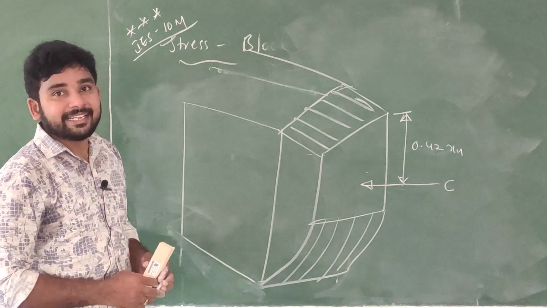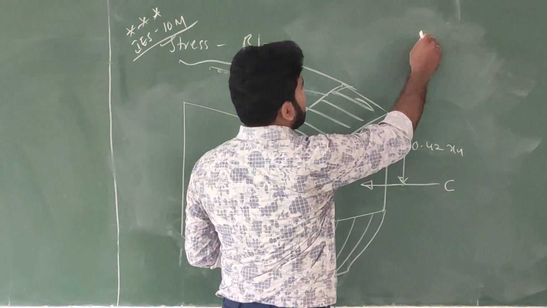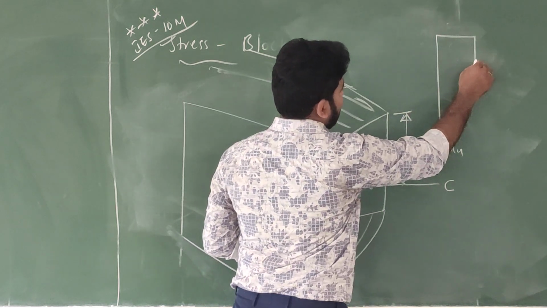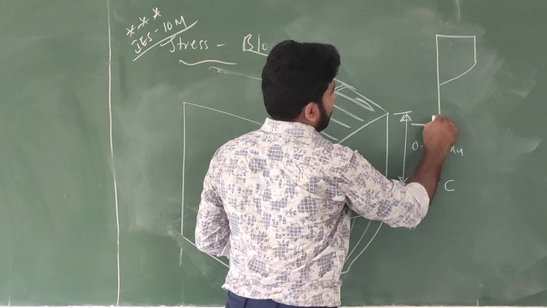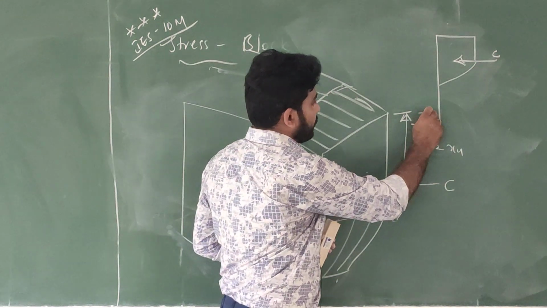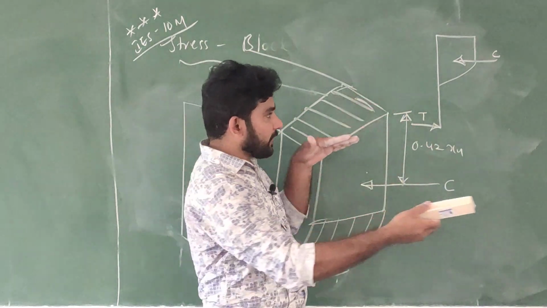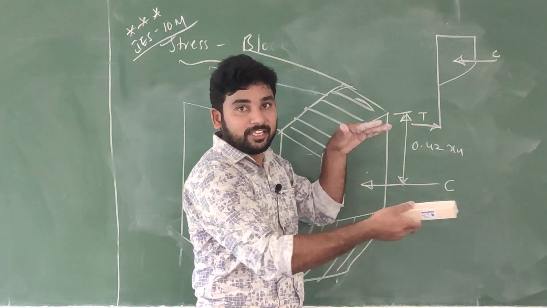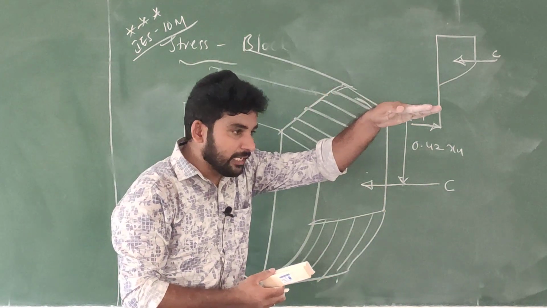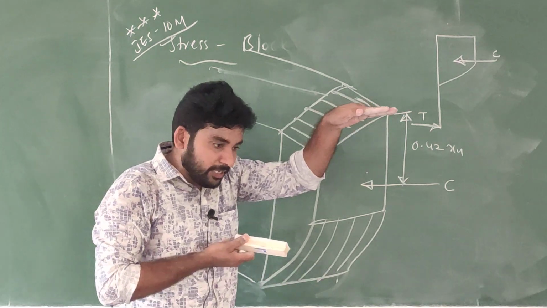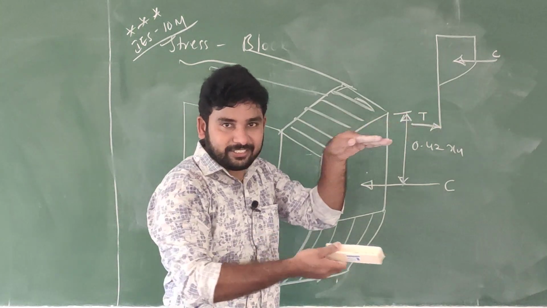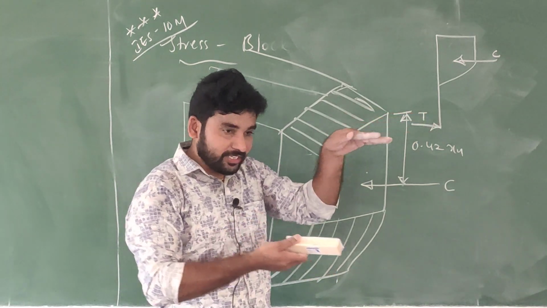Next, coming to the tensile force. How will this tensile force be determined? If you see, this compressive force is acting here. Coming to the tensile force, this compressive force and tensile force are opposite to each other. Why are they opposite? Because the moment developed in concrete and the moment developed in steel will act opposite to each other, because they offer resistance.